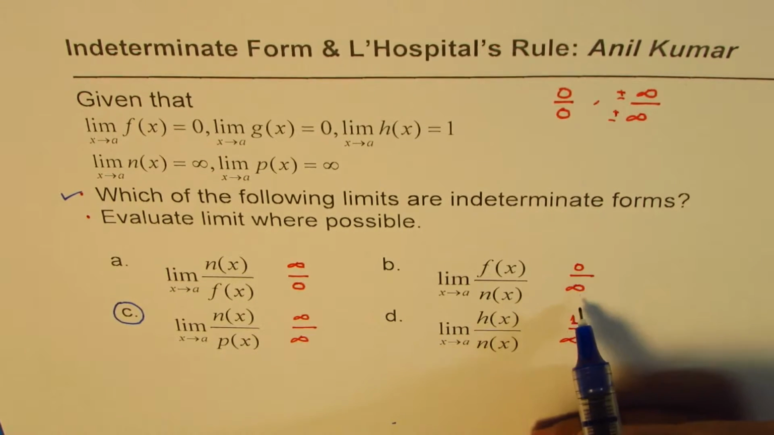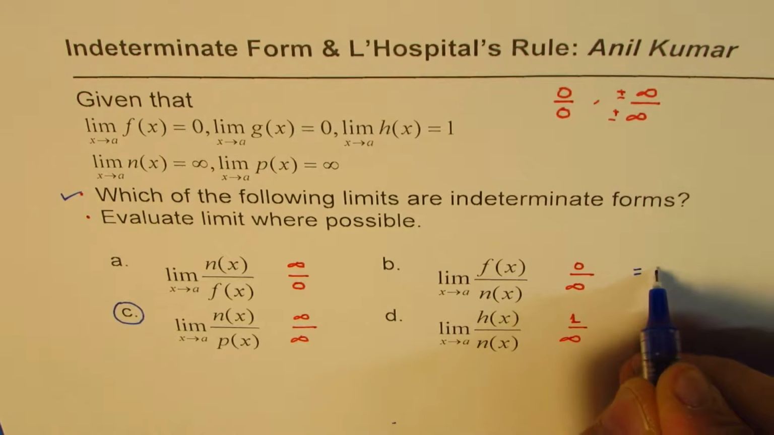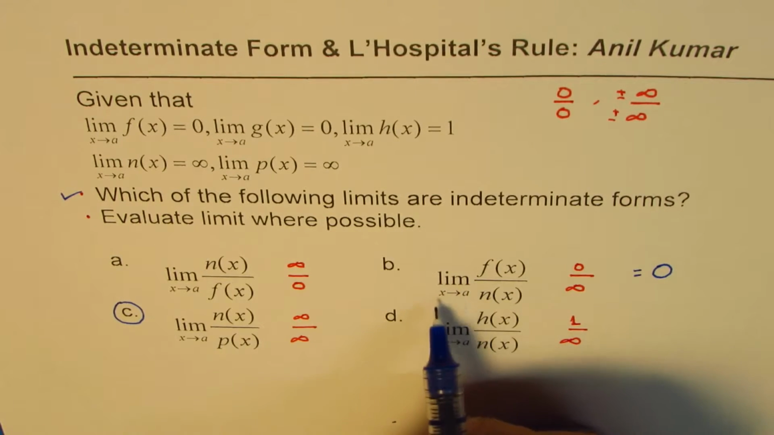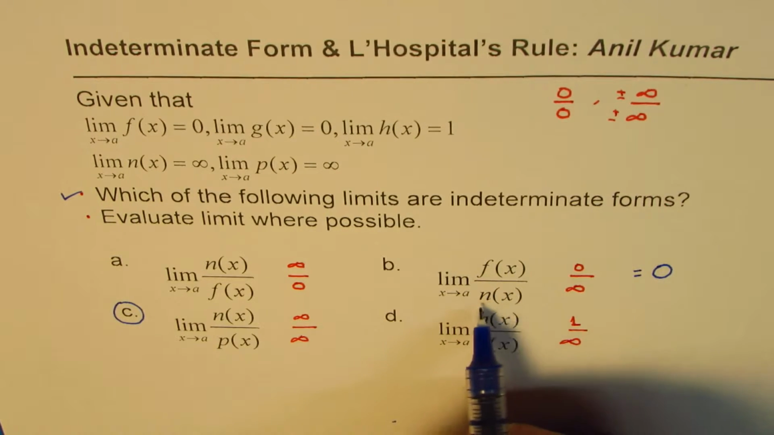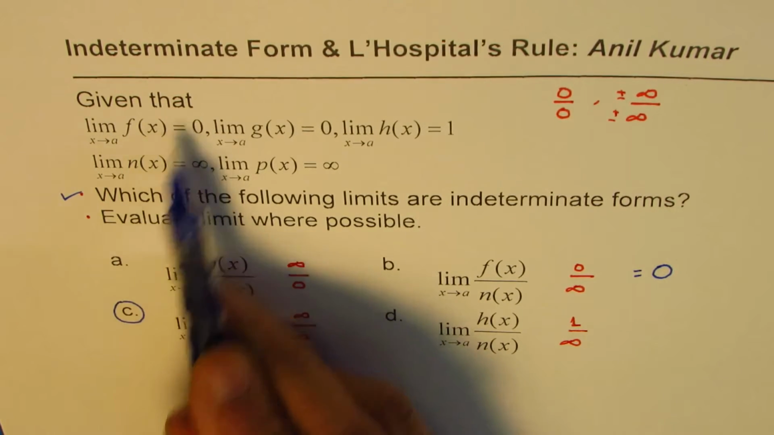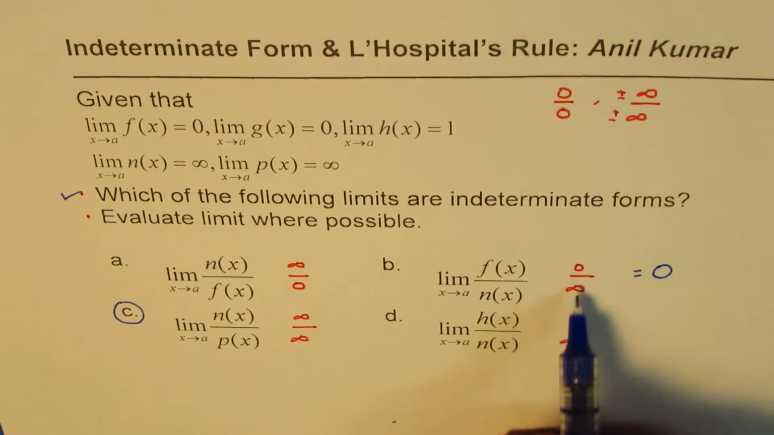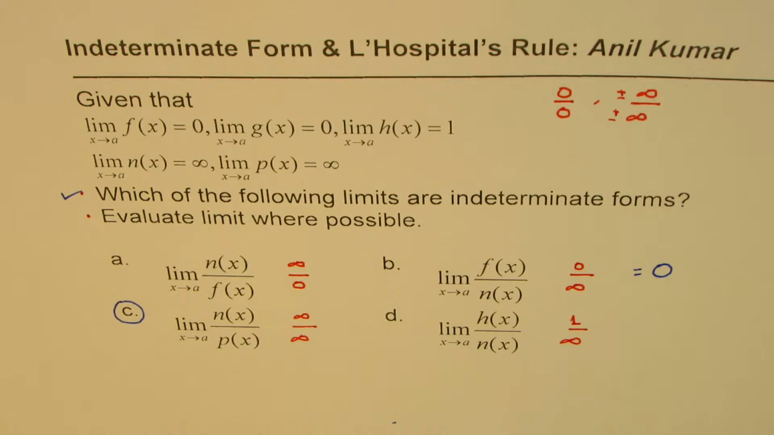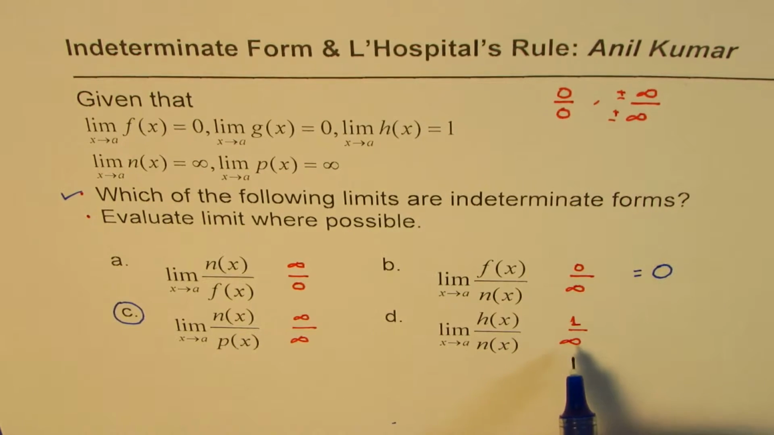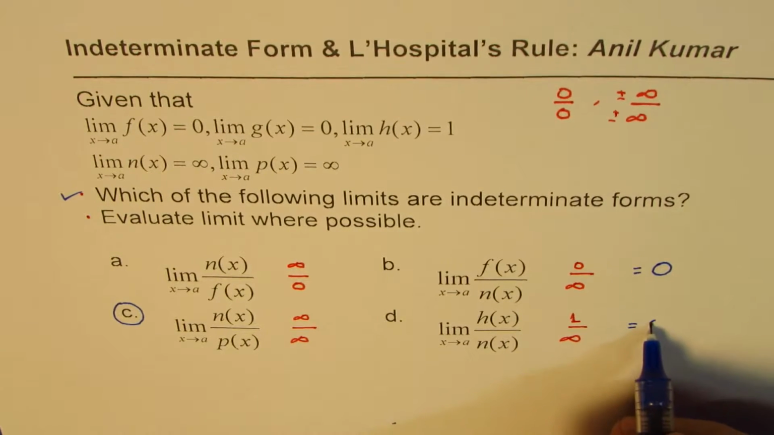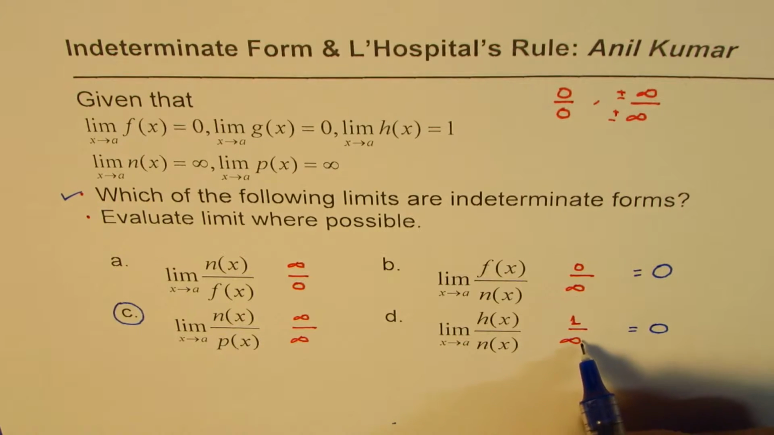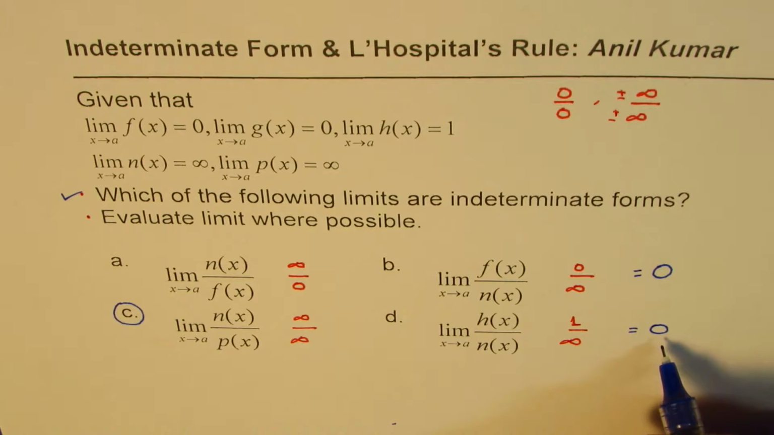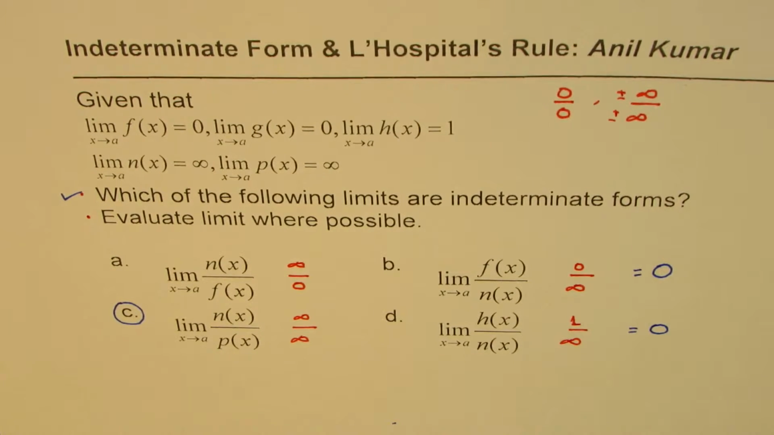Now 0 over infinity means 0 over a large number, which should be equal to 0. So the answer here is 0. The limit when x approaches a of f of x over n of x, where f of x approaches 0, will be 0. 0 divided by any large number, howsoever large it may be, you'll get 0. Here we are dividing 1 by infinity, which also results in 0. 1 divided by a large number will result in 0. So we get 0 in these 2 cases.